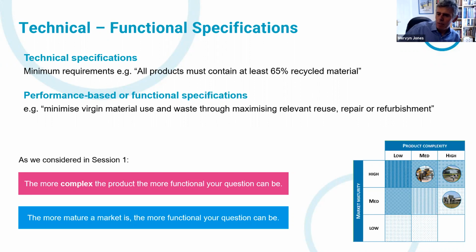But yeah, so down in the bottom left-hand side, that's where you have less mature markets, if that's the right use of the English language, and you have lower product complexity. And examples there are things like packaging, where you typically have single or dual material. They're not particularly complex products in either the way that they're formed or the way that they're used. So technical questions there are potentially more relevant.